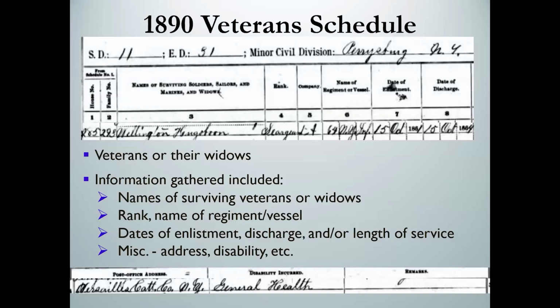year 1890, the government did a special veterans schedule. And what they did was they listed the veterans or their widows. So if he didn't survive, but his wife was still alive, they did a census just for them. And you can see up here, we have Wellington's name. He gave his rank. We're going to have the company that he was in.